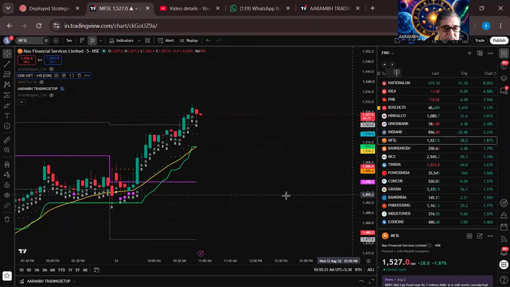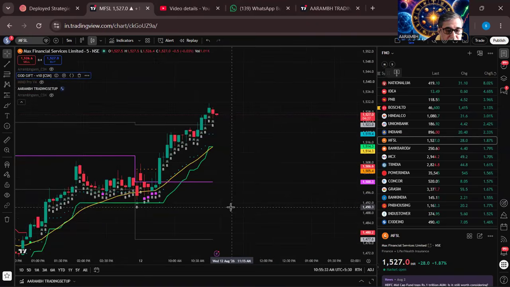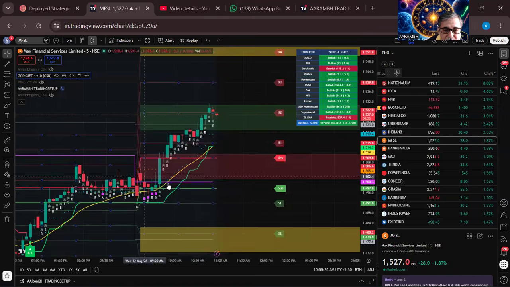Okay, so MFSL you see here. Wait for the support resistance. See, above pink you must buy. Buy came here. So here you must buy. You don't need to wait for resistance also. You can buy and keep this as a stop loss. You can go for a bigger profit.